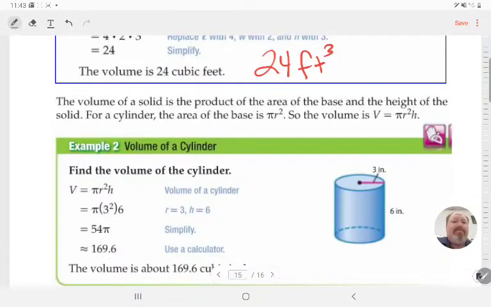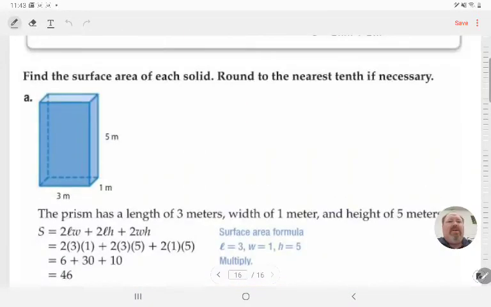All right? Now, don't forget, too, if they give you the whole diameter, and let's say it was 6, I would have to divide that by 2 to get my radius of 3. So in this case, they gave you the radius, so you didn't have to do anything. But if they give you the diameter, you have to find the radius first. All right. Let's see here.